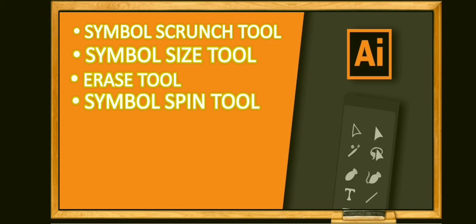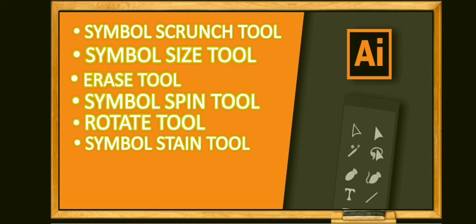Next is the symbol spinner tool. This symbol spinner tool rotates symbol instances. Next is the rotate tool. It rotates objects around a fixed point. Another tool is the symbol stainer tool. This symbol stainer tool colorizes symbol instances.